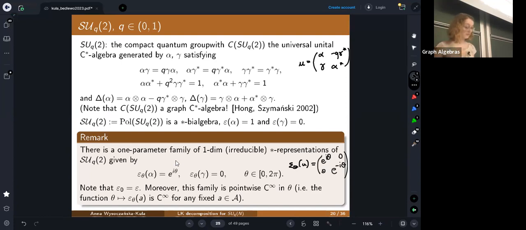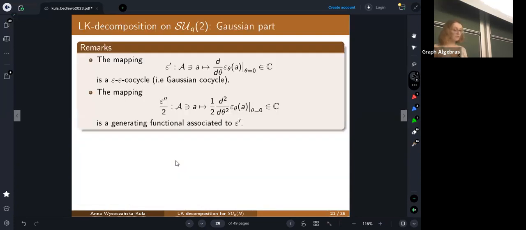It has the counit at 0, and as a function of theta, it is differentiable, even of class C infinity. So now the idea, a remark made by Schürmann and Skeide in their paper, was that if we differentiate this representation pointwise at 0, then what we get is a Gaussian cocycle on SUq2. And even more, if we differentiate it twice, then up to a constant, what we get will be a generating functional. Well, it will be a generating functional anyway, but it will be associated to this mapping, which I denote by epsilon prime, if we divide this epsilon over 2. So this gives us a nice example of Gaussian generating functionals on SUq2.